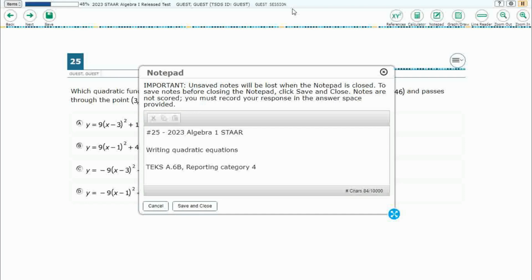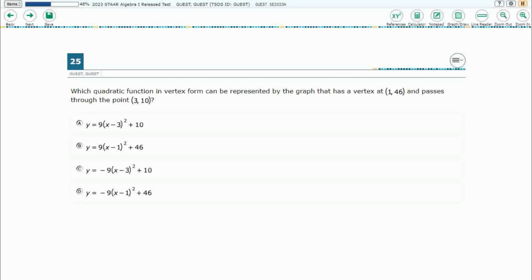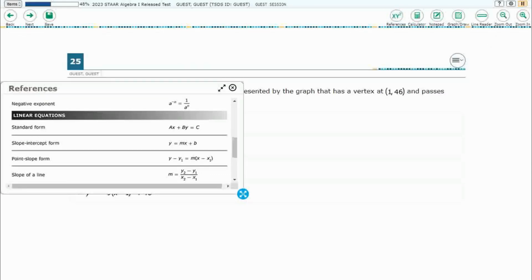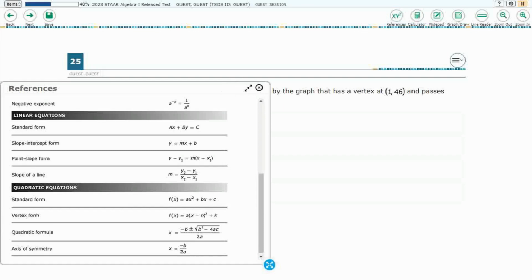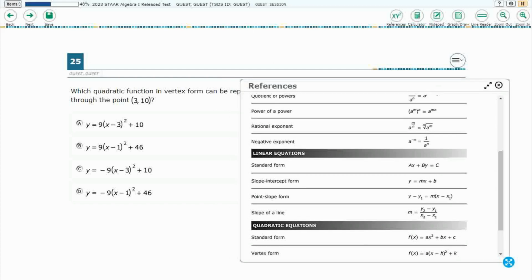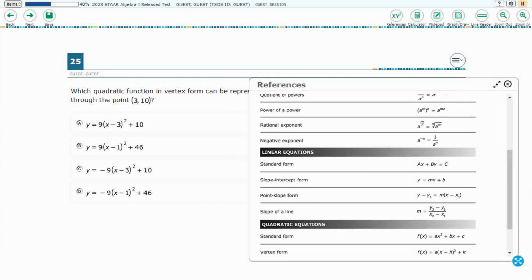For number 25, we are looking at how to write quadratic equations. This is reporting category 4, TEKS 8.6b. Now, they're telling us it needs to be a quadratic function in vertex form. So in case we get stuck here, take a look. We've got vertex form right here, and I'm going to put it right there at the bottom of the screen. Take a look at that vertex form: f of x equals a times x minus h squared plus k. So we're going to need that.